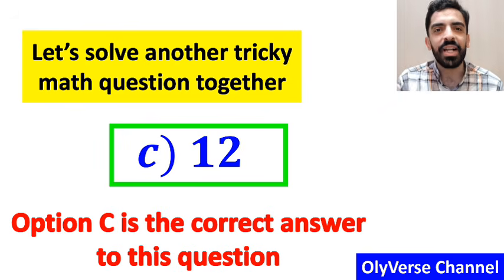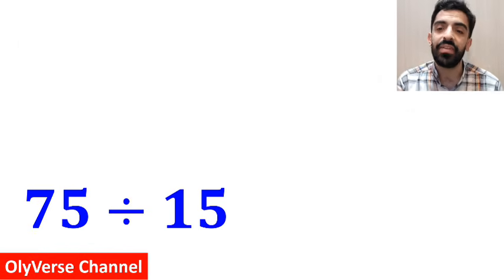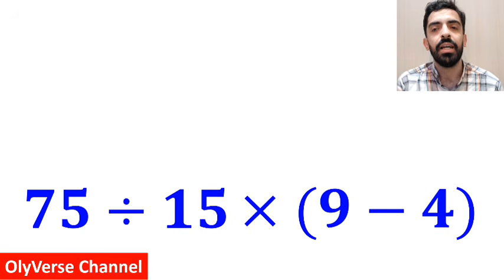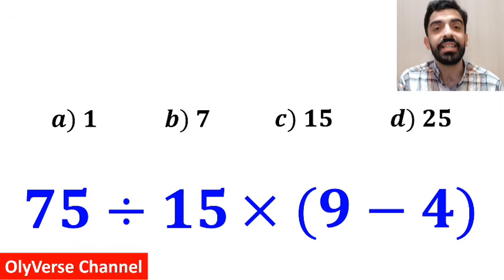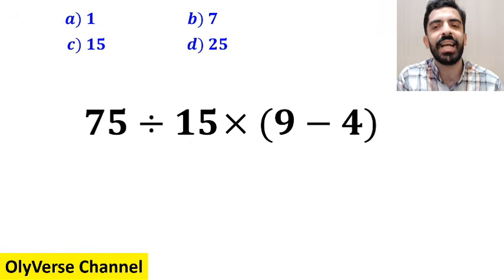Alright, now let's solve another tricky math question together. What is the value of the expression 75 divided by 15 multiplied by open parenthesis 9 minus 4 close parenthesis? Which option do you think is the correct answer to this question? Let's go step by step and solve it together.